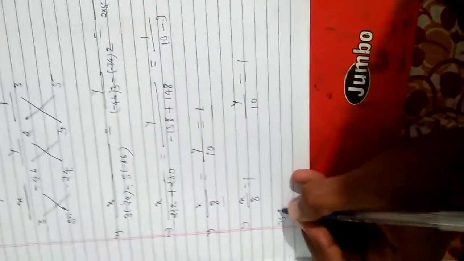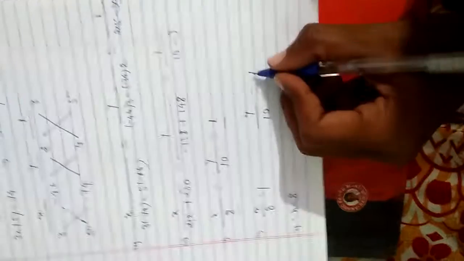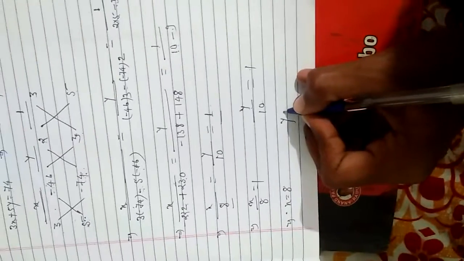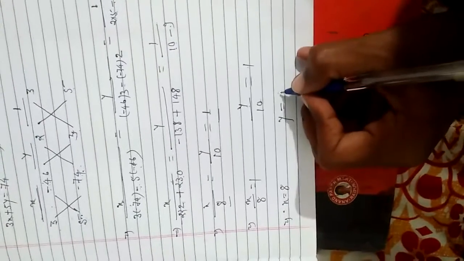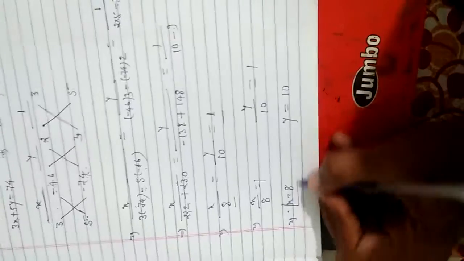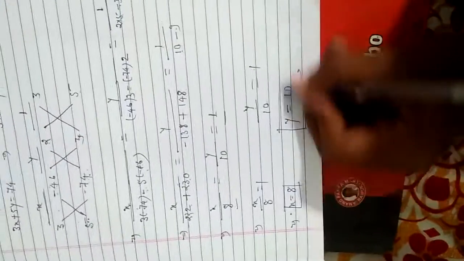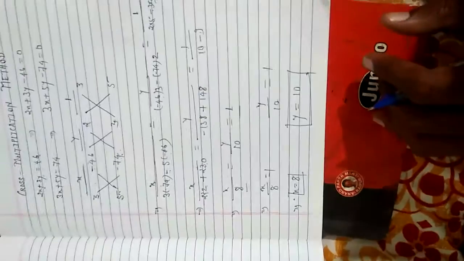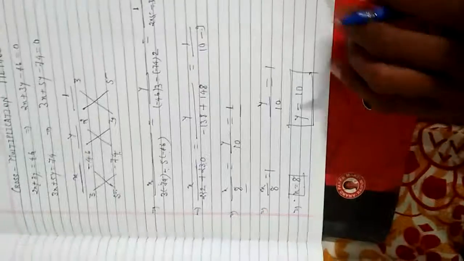So by cross multiplication we get x equals 8 and y equals 10. So this is our value of x and y. This is a simple way you can find the solution.